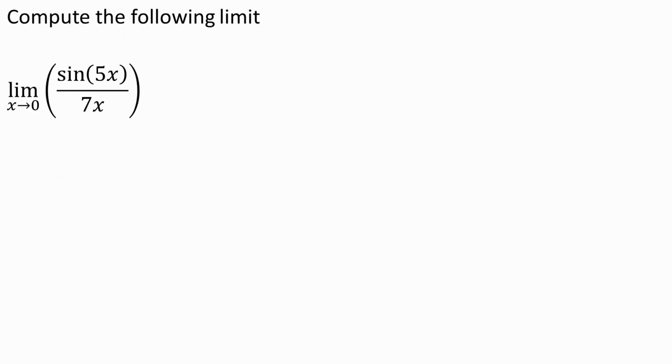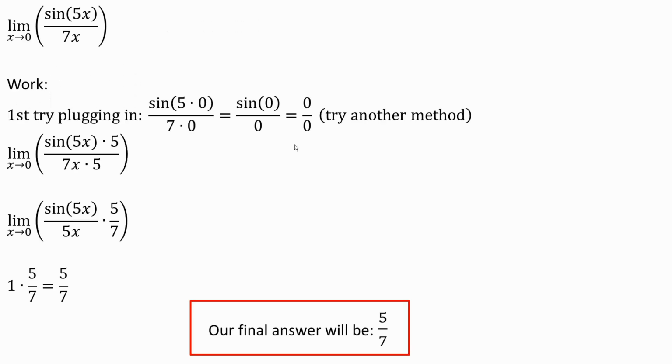And so we want to compute the following limit, and if you want, you can pause the video and attempt this problem on your own. So the first step that I would do is simply plug in the value of x, and I would get sine of 5 times 0. So that would mean sine of 0, because 5 times 0 is 0, divided by 7 times 0 is 0. So we get 0 divided by 0. So we should try another method.